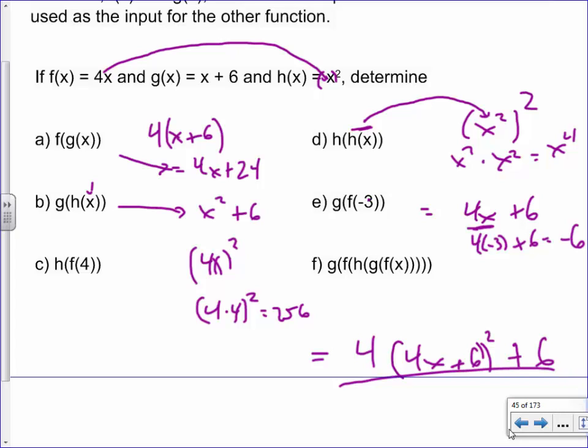We could FOIL it, but let's not. I mean, we could. Hopefully you guys know how, but that's not purposeful right now. So let me walk it through now from left to right, see if this makes sense.